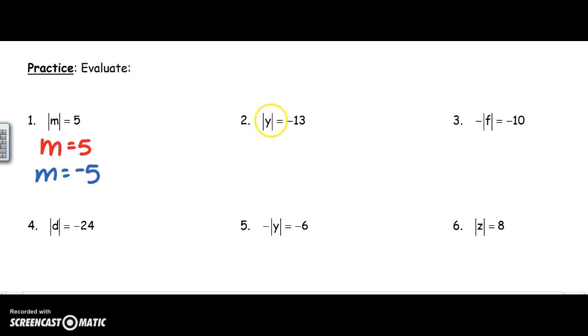Take a look at our absolute value here. Do you have a negative on the outside? If you answered no, you're correct. So how can we get a negative in our answer? If you have an absolute value bar with no negative, and you have a negative in your answer, this is a no solution. It's not possible.